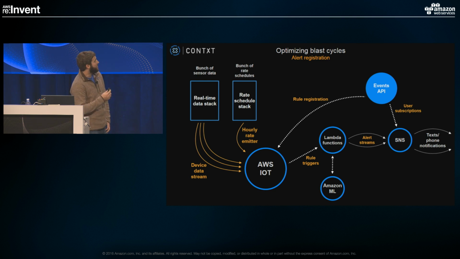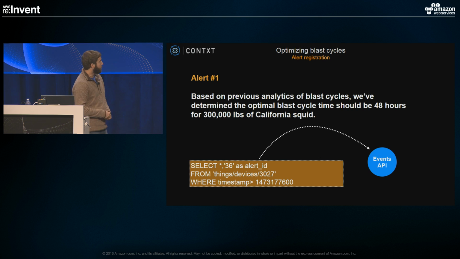So you start at the API level. Say you have some kind of query language. AWS IoT actually makes this super easy because a lot of people know SQL. So the way you set rules is via SQL. So if we look at the first alert that we want to create, say based on previous analytics, we've determined that the optimal blast cycle for 300,000 pounds of California squid using this certain kind of packaging should be 48 hours. So say we know that.